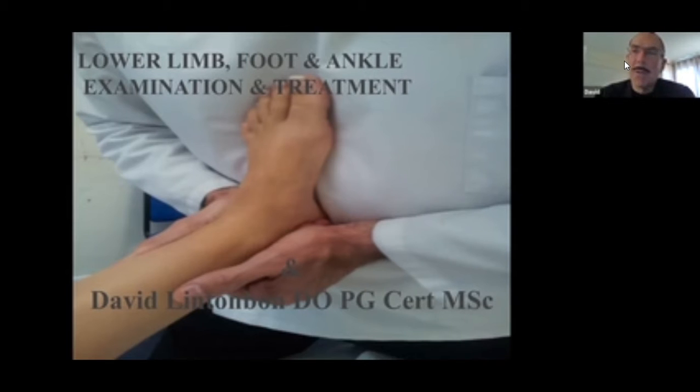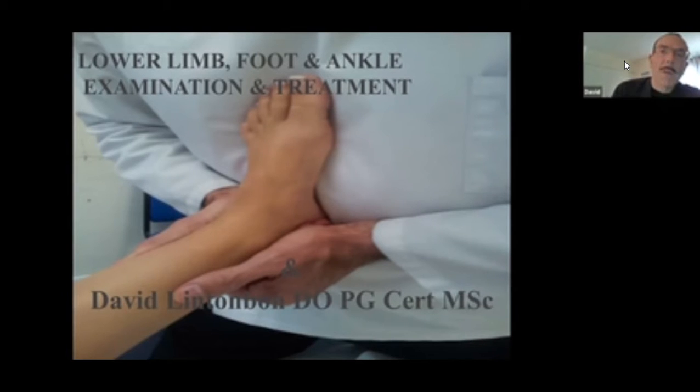So obviously there is a whole host of issues that can go wrong here. We're going to cover some of the most common ones. And obviously before we do that, we'll just review the anatomy of the area, go through the clinical anatomy, and then we're going to look at the techniques we can apply to the foot itself.